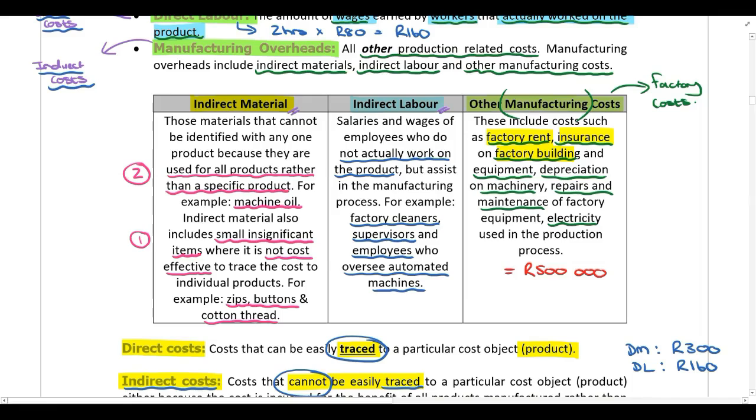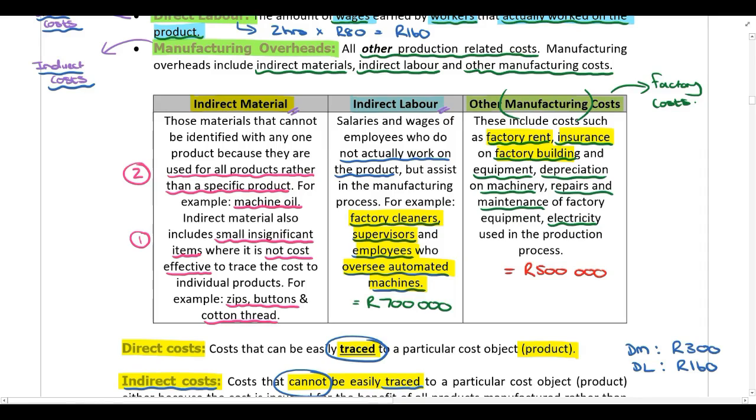The same applies to indirect labor. Indirect labor includes the salaries for factory cleaners, supervisors, employees who operate automated machines, etc. So let's say for the year, over here we had a total cost of 700,000 Rand. It's not possible to trace that cost to an individual pair of jeans because once again, the cost is incurred for the benefit of all units that are made in the factory in that period, and not specifically 1 pair of jeans. The same applies to indirect material.